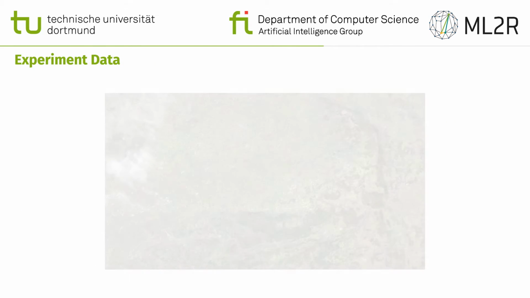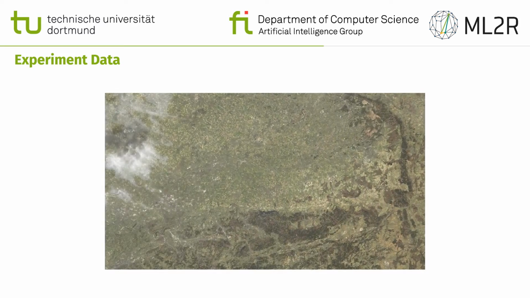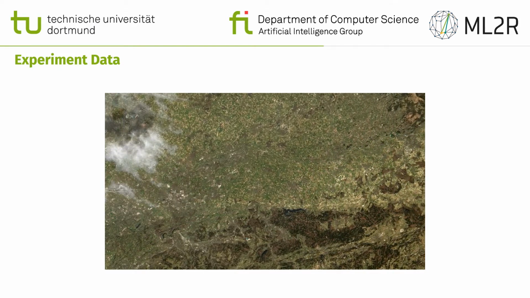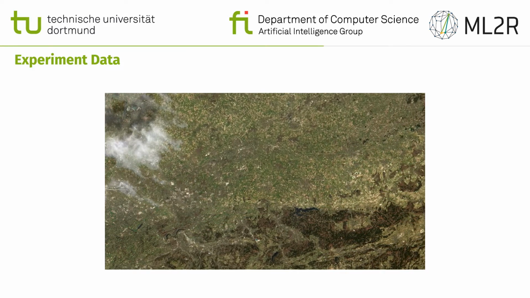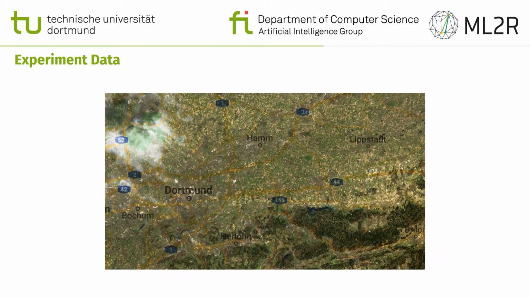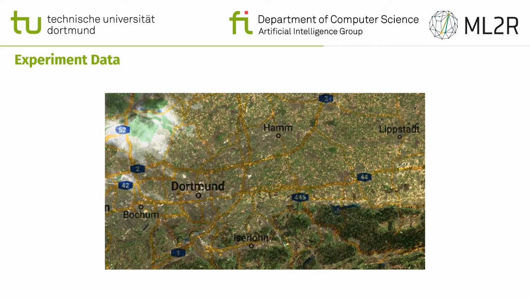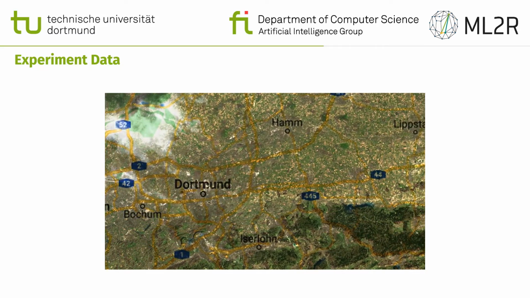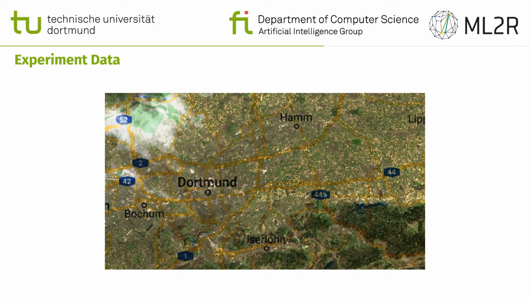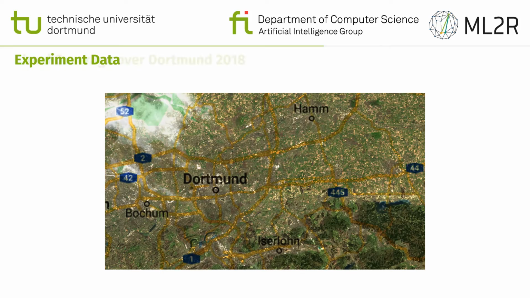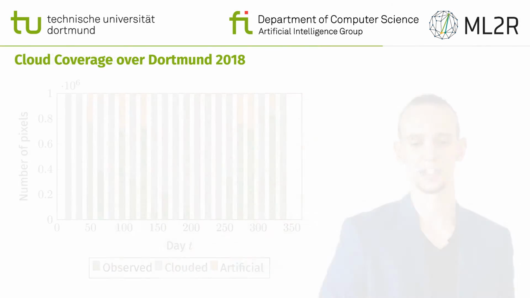First of all, this is the region where our data is coming from. You might not recognize it, but it's actually the area where I'm living in and also the area where a lot of the authors are placed in. And it's a region from Germany, Dortmund, during 2018. We also ran experiments on a different region in France. We're not discussing that in the presentation now, but it's all in the paper, so feel free to have a look at that. So let us look at the proportion of clouds during 2018.